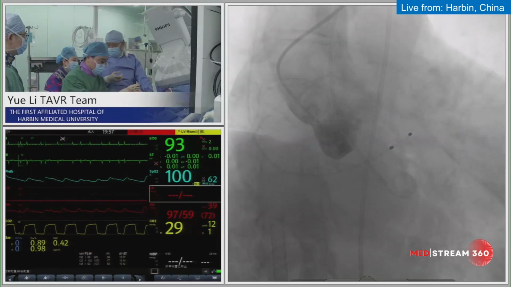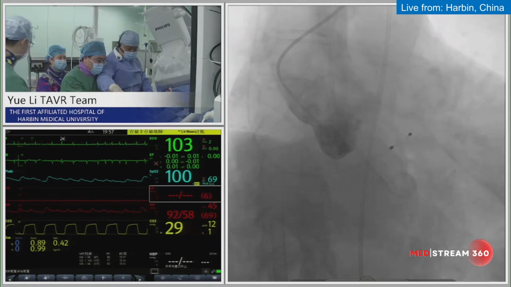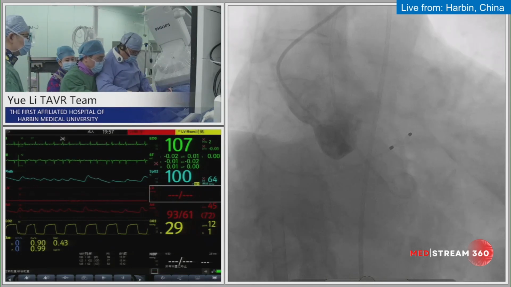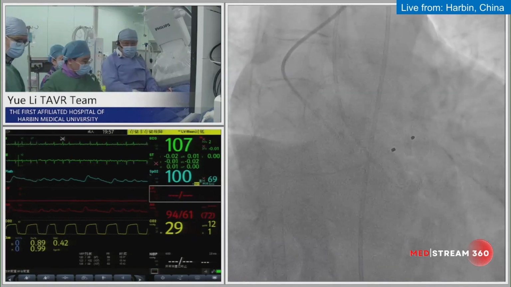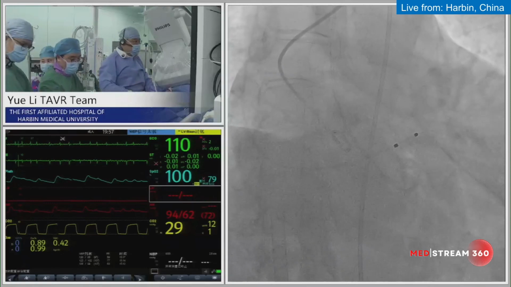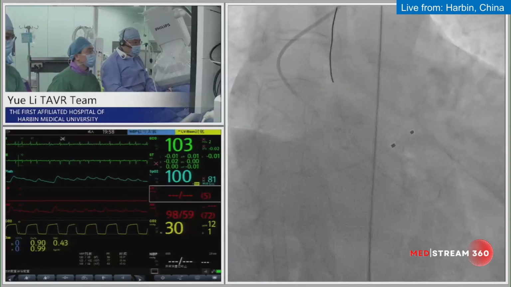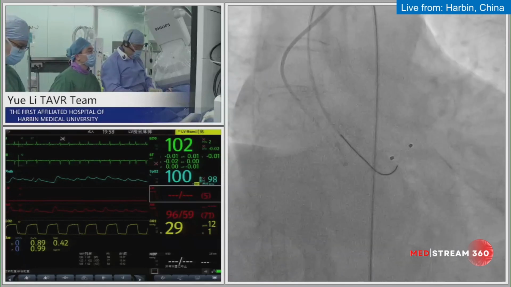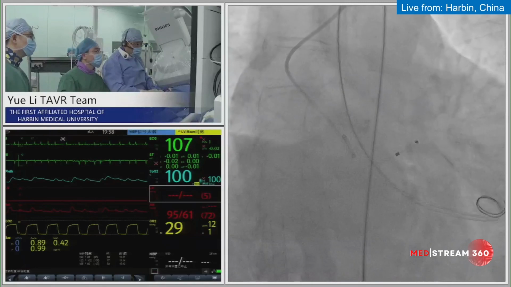Lundquist may be required. From the angiography, we can see the calcification situation and the restriction. The condition is almost the same as the CT analysis. The restriction range is from 4 to 10 millimeters.